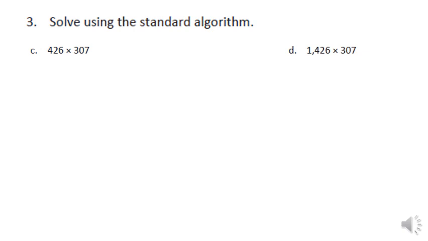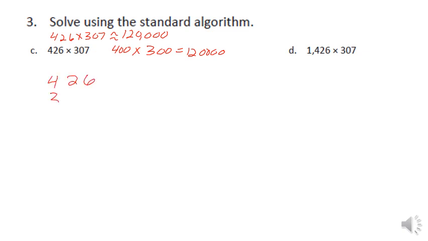Number 3, C. Now this time let's do the estimation first. Okay, so 426, that's closer to 400, times 307 is closer to 300. So we know that we're going to have 4 zeros here. 3 times 4 is 12. So we know this answer, 426 times 307, should be approximately 120,000. Okay, so let's work it out and see if it's reasonable.